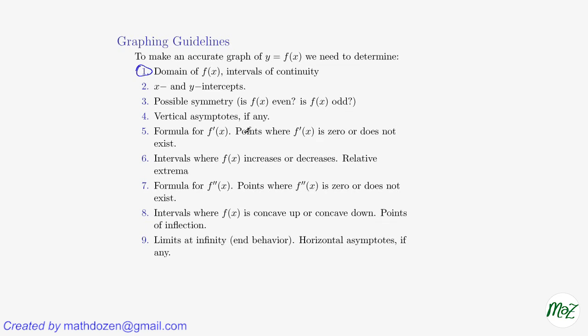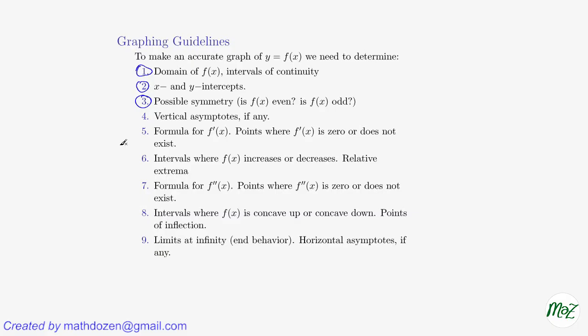Then secondly, we need to talk about x and y intercepts. Those are easy to find. Then we need to test for possible symmetry of the graph. If the function is even, then the graph is symmetric with respect to the y-axis, and if the function is odd, then the graph is symmetric with respect to the origin.